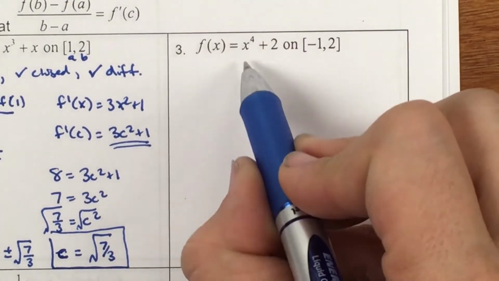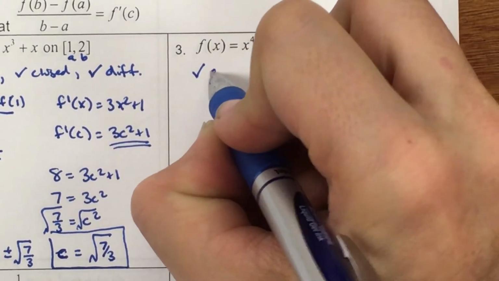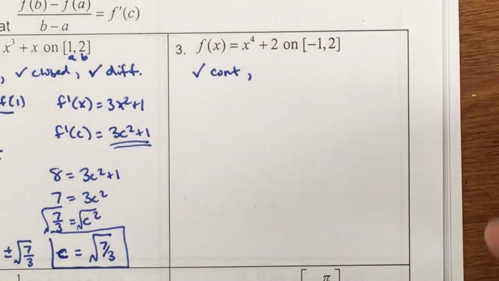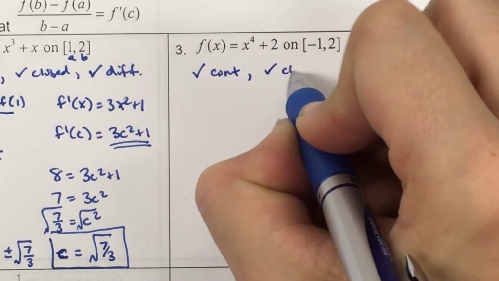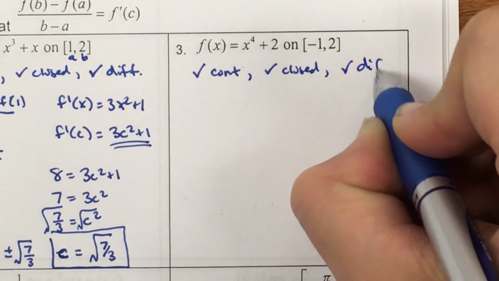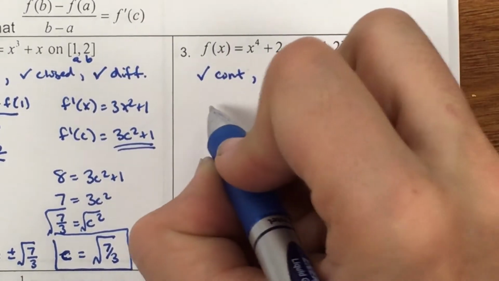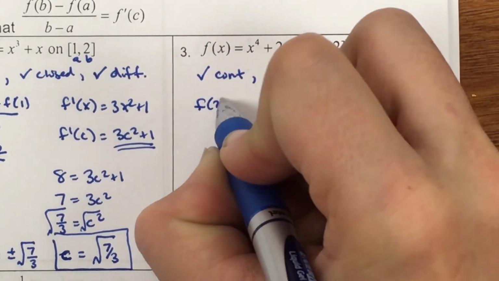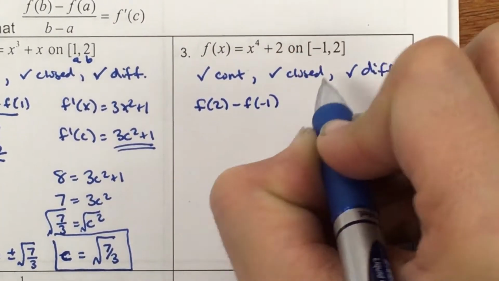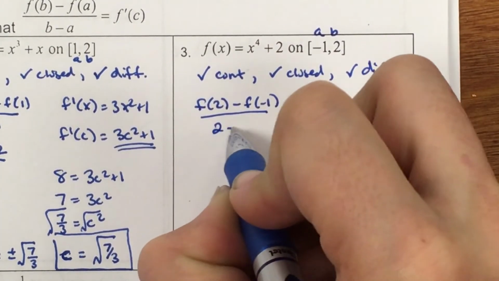So again, we've got a polynomial function here, which is continuous. Check. So we've considered that it's continuous, it's on a closed interval, and it is differentiable. So we've considered all three of those things. So we can go ahead and proceed to our formula, f of 2 minus f of negative 1, remember, that's your b, that's your a, all over 2 minus negative 1.